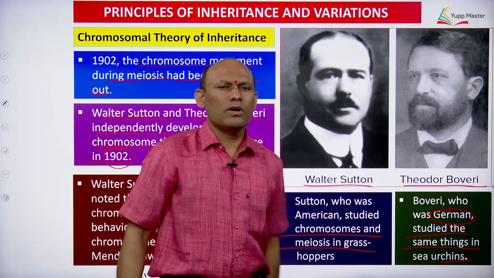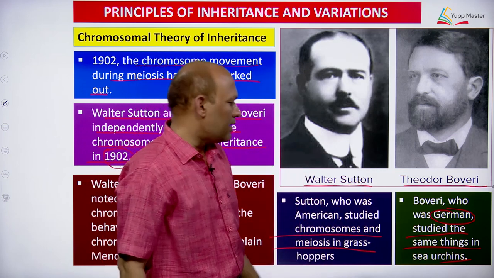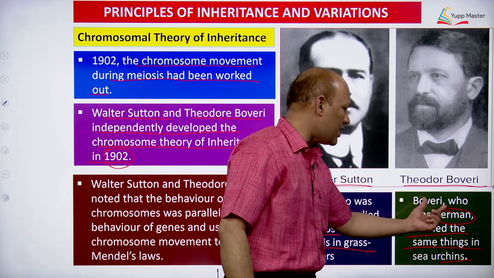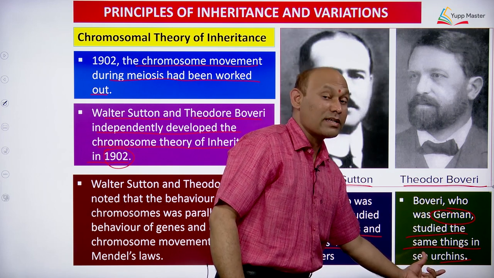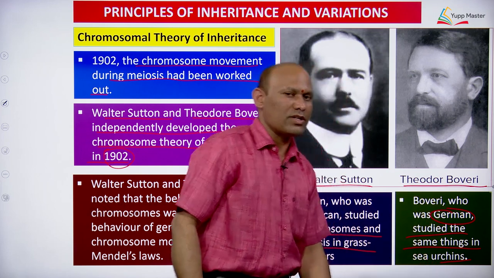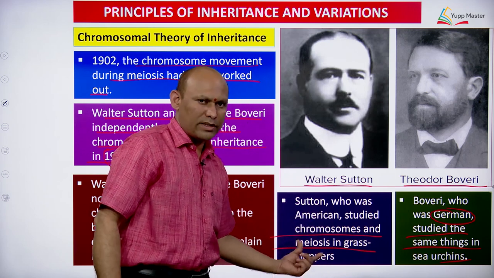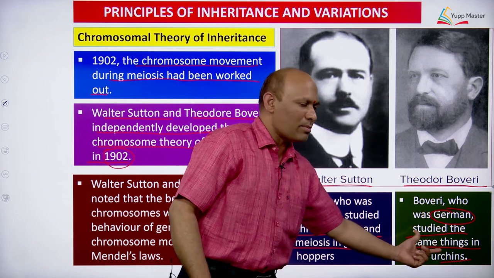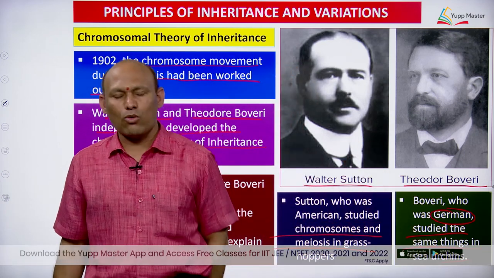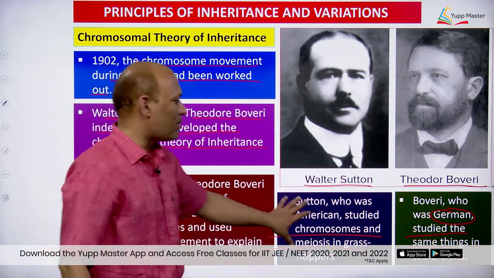This phenomenon he studied in which organism? Sea urchin. Boveri worked on sea urchin, an echinoderm, and Sutton worked on grasshopper, an arthropod. You need to understand this, dear students. I hope you understood. It's very simple. This is extra information.